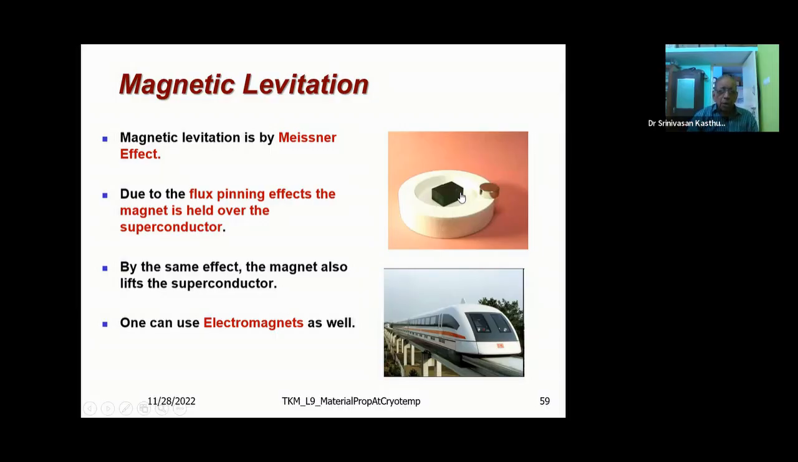Okay, magnetic levitation is what is called the Meissner effect. Due to flux pinning effects, a magnet can be held over the superconductor. By the same effect, the magnet also lifts the superconductor. They are useful for electromagnets. One can also use them in place of conventional superconducting magnets. The application would be for high-speed trains, that is, without any friction, zero friction, and then it becomes very useful. So we have programs called magnetic levitation, or maglev. Programs are all there.